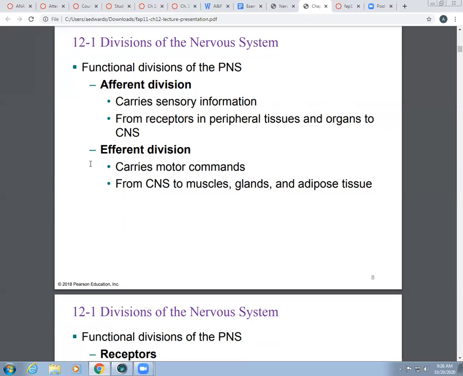Now let's talk about dividing up the peripheral nervous system based on function. So the peripheral nervous system has an afferent division, which is going to carry sensory information. And that information comes from receptors in your various tissues, as well as organs. And that information is going to be sent to the central nervous system, to the brain and spinal cord.